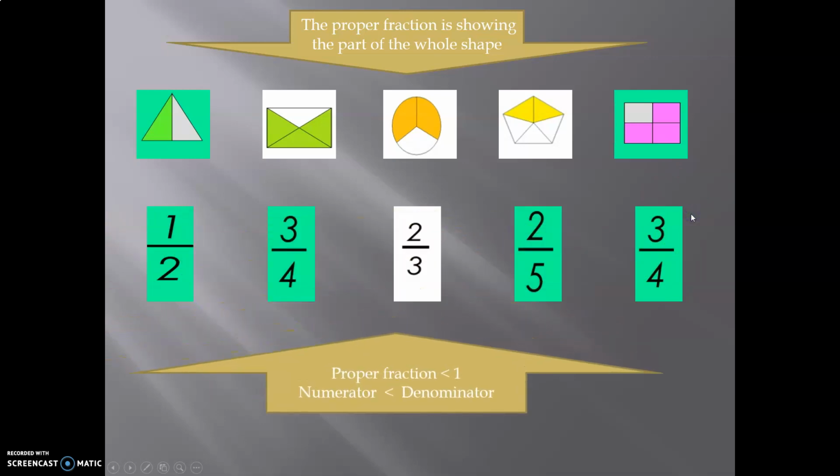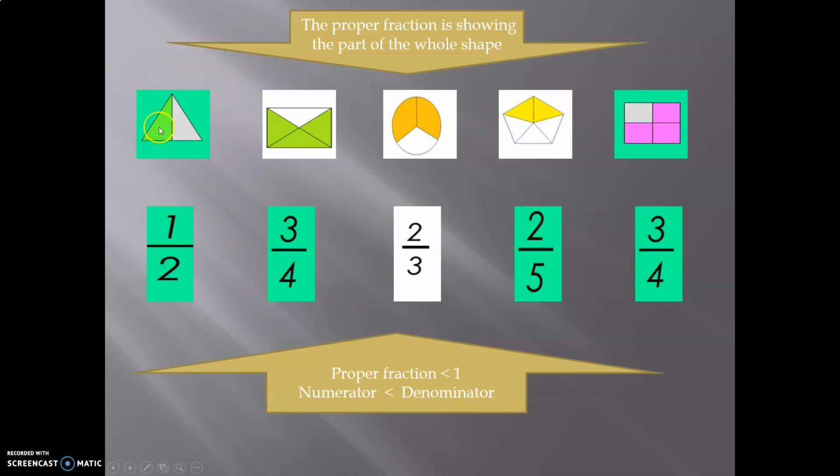So we can see that all the proper fractions are less than 1. Here, did you finish coloring the whole shape? No, I just colored part in green. Did you finish coloring the whole shape? No, I just colored 3 parts. Did you finish coloring the whole shape? No, I just colored 2 parts. Did you finish coloring the whole shape? No, I just colored only 3 parts. So, all the proper fractions are less than 1.